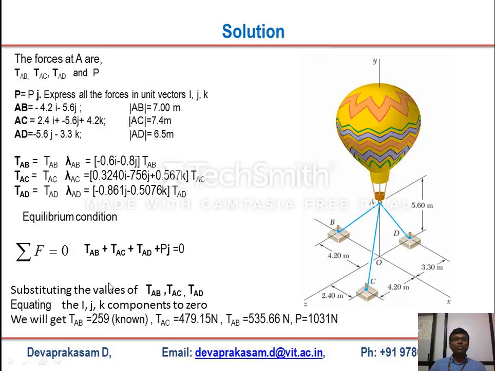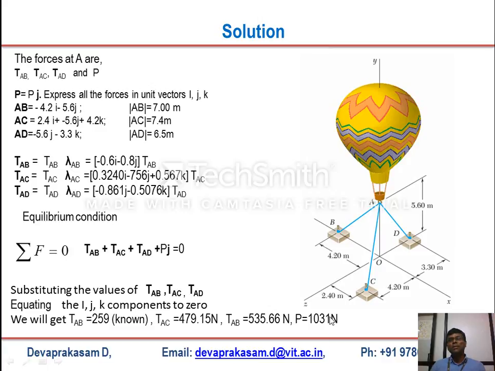If you substitute these values of TAB, TAC, TAD, along with the PJ, into this equation, you equate the i, j, k components to 0 and you will get it, because TAB is known, TAC 479, TAD. You just understand that P is equal to 1031 Newton, okay, 1031 Newton.